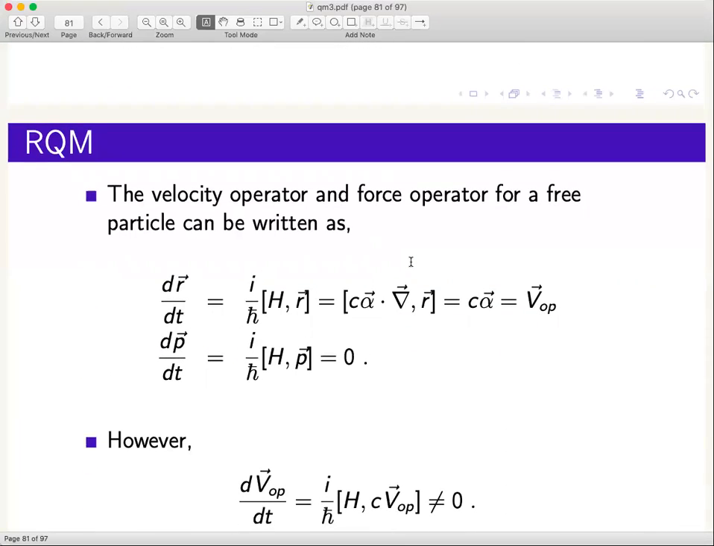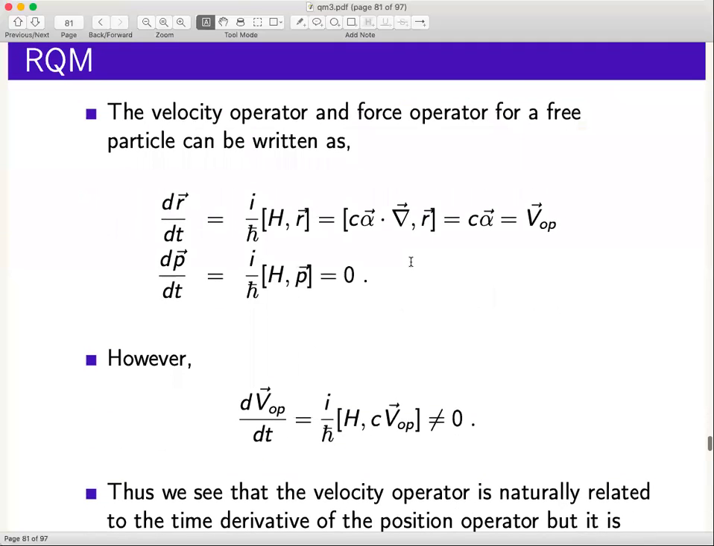Okay, so let us try to understand the velocity operator a little better. I think we stopped around this point last time. The velocity operator and the force operator for the free particle are written in this form: dr by dt, which is like a velocity, is the commutator bracket of r with H. This is the same as Hamilton's equation, now written in operator form for the quantum system. We know what the Hamiltonian contains: a c times alpha dot del piece, and also a beta mc squared piece.